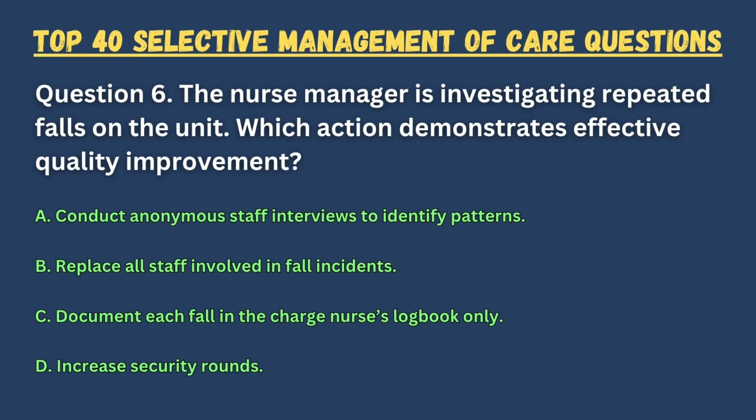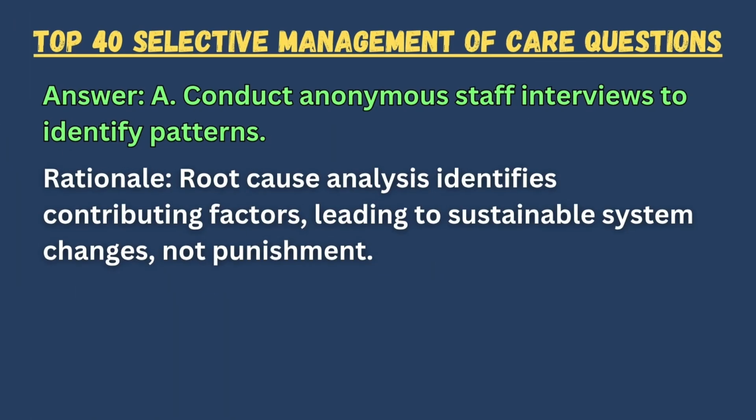Question 6. The nurse manager is investigating repeated falls on the unit. Which action demonstrates effective quality improvement? A. Conduct anonymous staff interviews to identify patterns. B. Replace all staff involved in fall incidents. C. Document each fall in the charge nurse's logbook only. D. Increase security rounds.